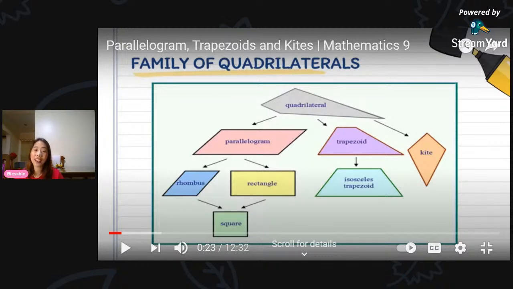Next one naman is yung ating trapezoids. So sa trapezoid, meron tayong exactly 1 pair of parallel sides. So kung makikita nyo dyan sa drawing, yung trapezoid, yung taas, tsaka yung baba lang ang parallel. Yung kaliwa at kanan, hindi siya parallel. And then for the last part is your kite.